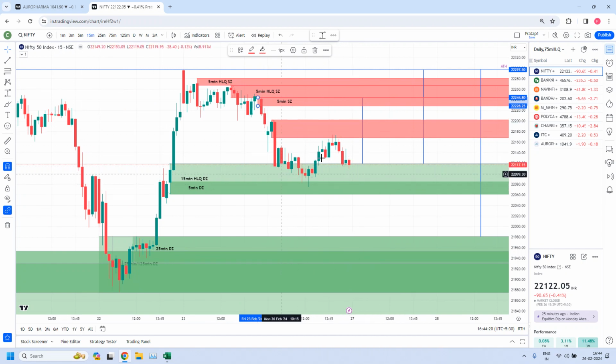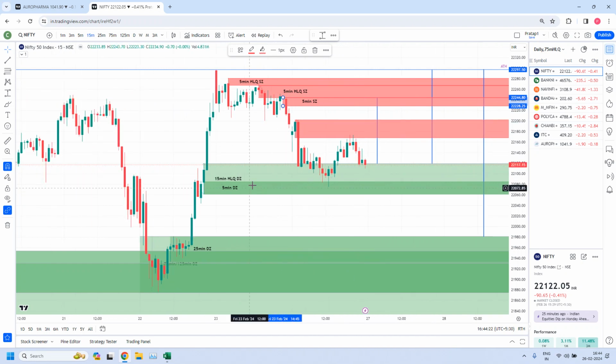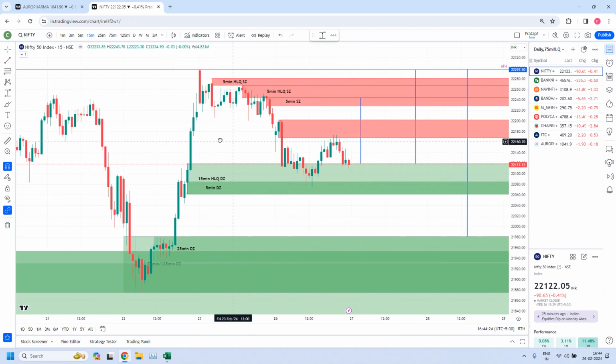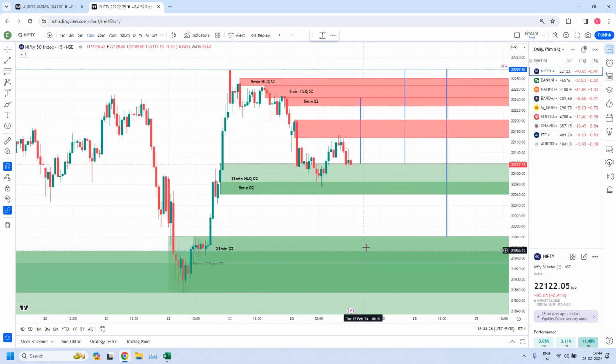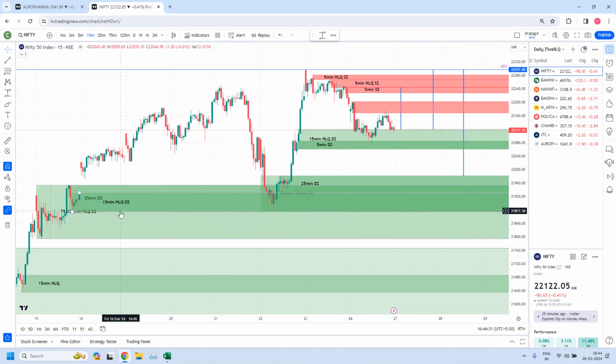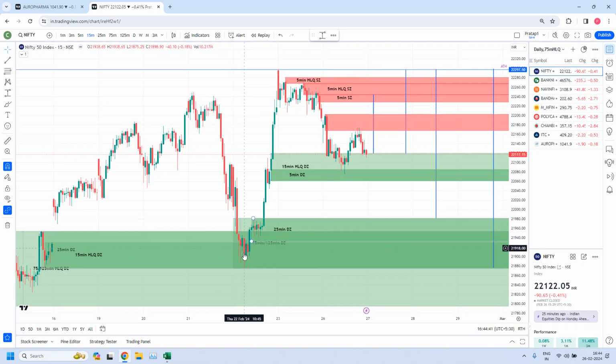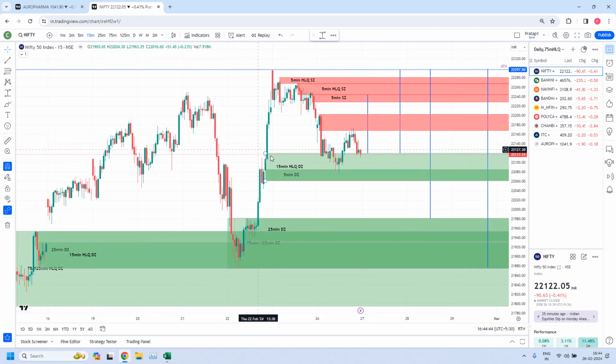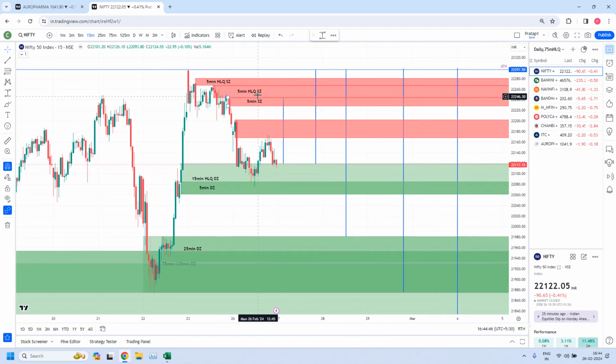If one of these zones is broken, then market conditions will change. Suppose this 15 minutes high liquidity demand zone is violated, now it gets support in this area. Here again we have another 15 minutes high liquidity demand zone. So somewhere here it will get the support if there are any fresh 5-minute zones inside this area. And if these high liquidity 5-minute zones are violated, the market will reach the all-time high again.